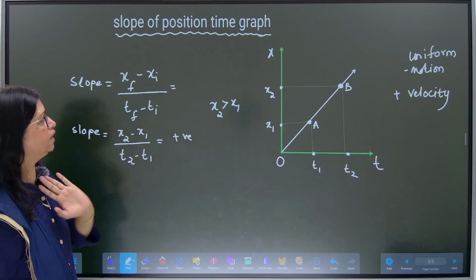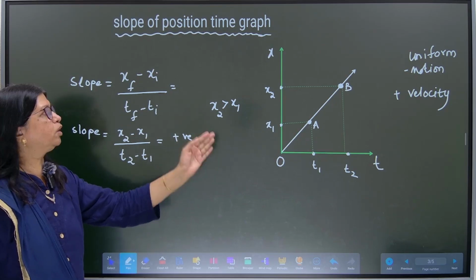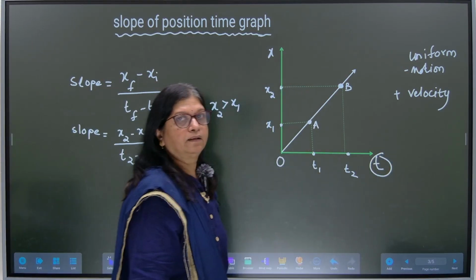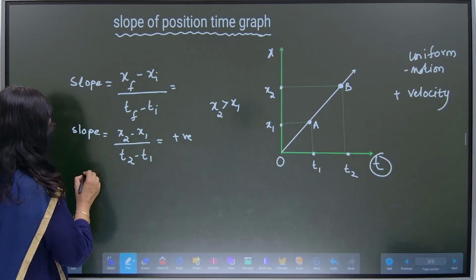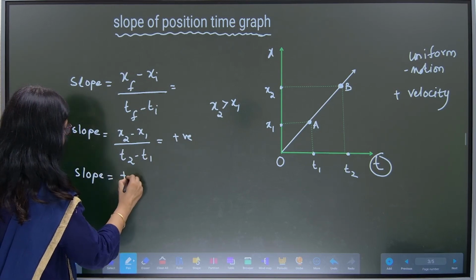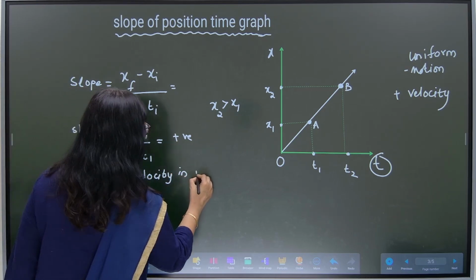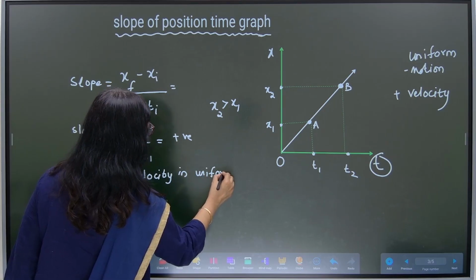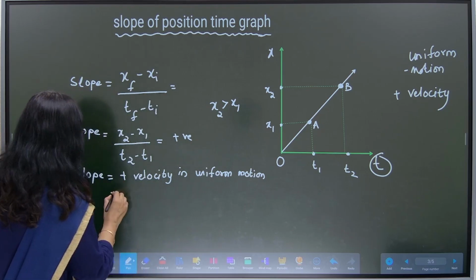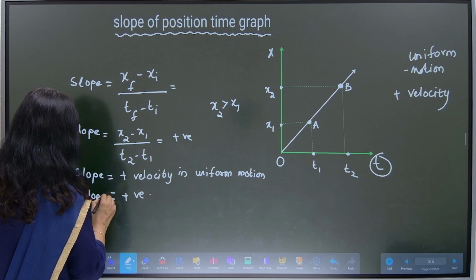So what type of velocity is it? It is a positive velocity. And why uniform motion? Because it is a straight line inclined to the time axis. Okay, so the slope for a positive velocity in uniform motion is always positive. Okay, agreed?